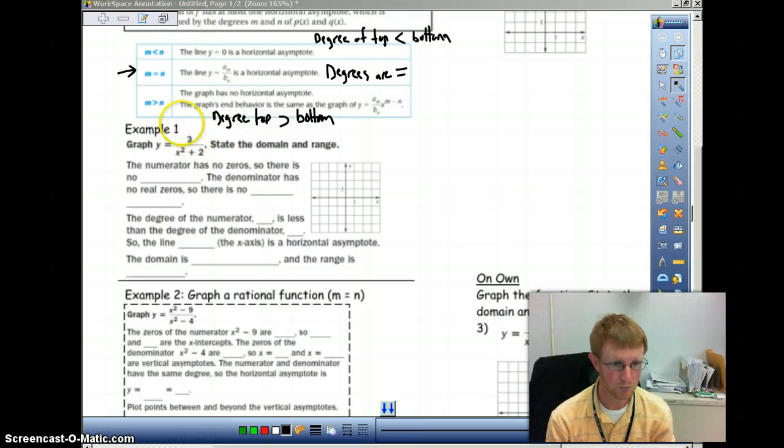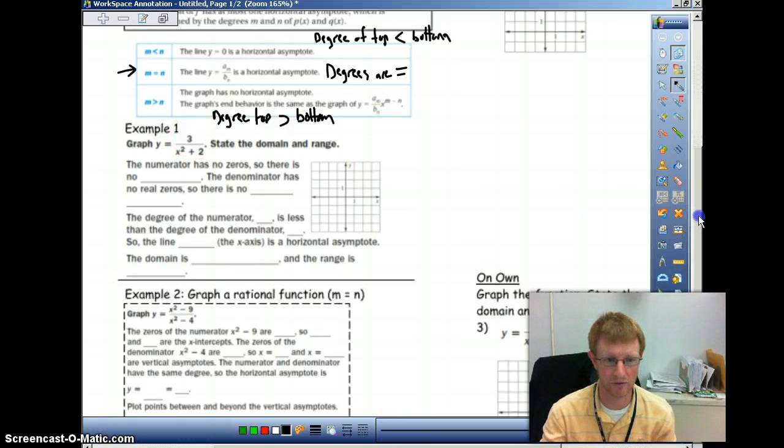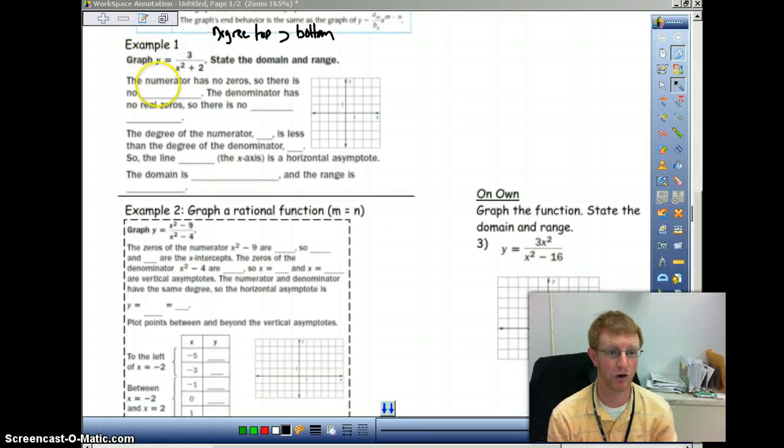First of all, the numerator has no zeros. There's no x, there's no variable on the top. So therefore, there's no zeros on the top. Okay, so therefore, there are no x-intercepts.